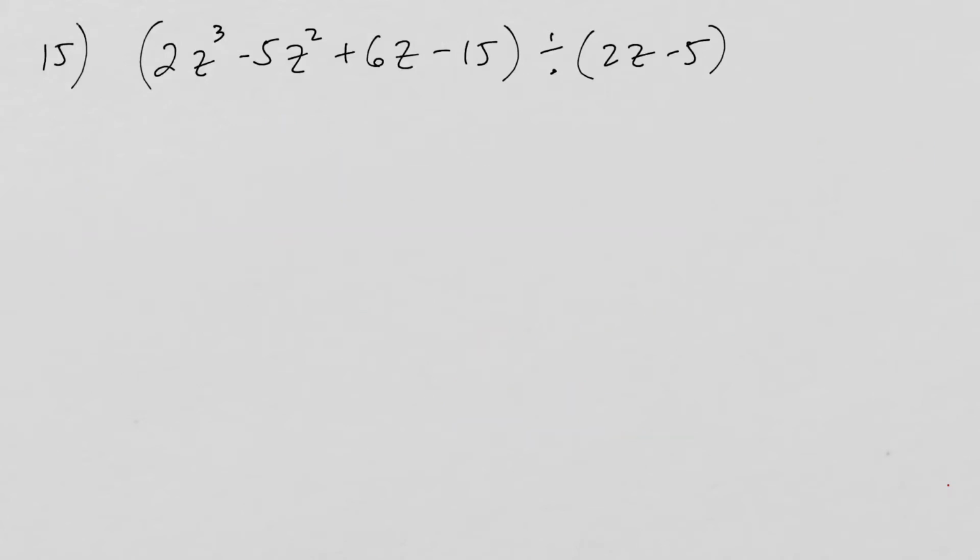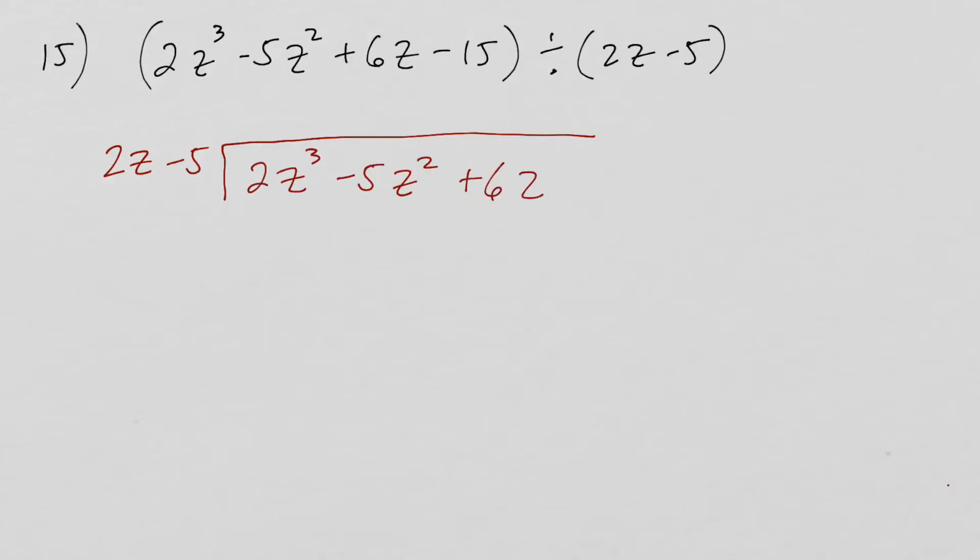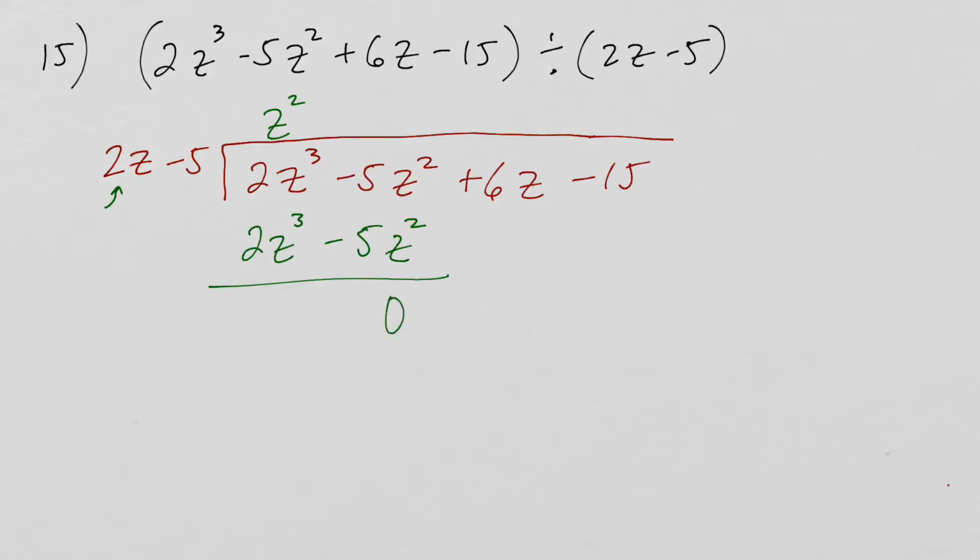Okay, so again, I'm going to put the bottom into the top, so we have 2z minus 5 into 2z cubed minus 5z squared plus 6z minus 15. And I'm only looking at the first term. I have to multiply that by a z squared. And when I distribute, I get 2z cubed minus 5z squared. This subtracts to 0 because they're identical.